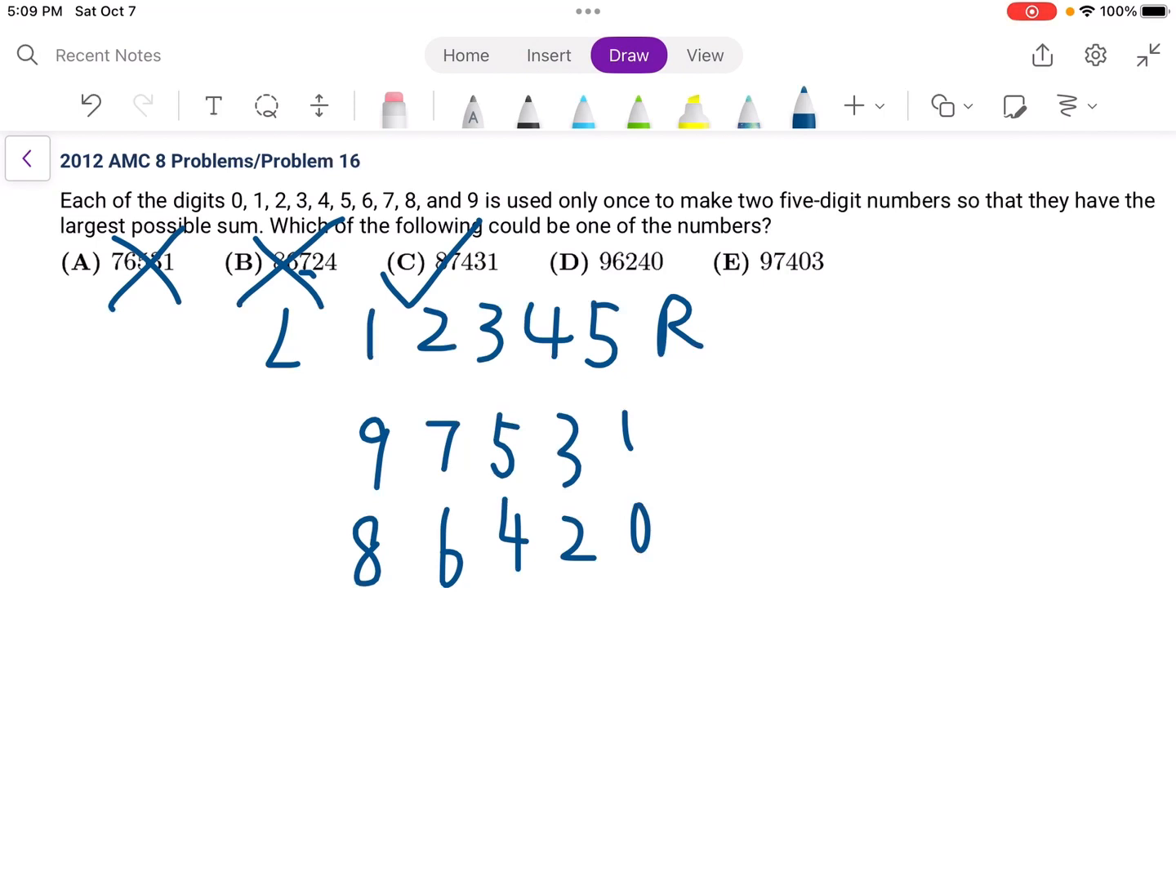And let's look at D, 9 in the first position, 6 in the second position, 2 in the third position. That's not right. So this one does not work. And E, 9 in the first position, 7 in the second, 4 in the third position, 0 in the fourth position. That's not right. So E doesn't qualify either. The answer is C.